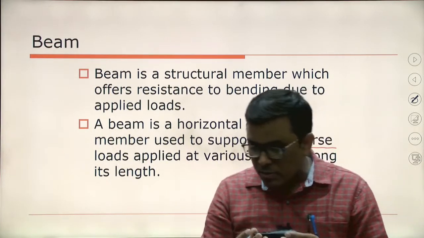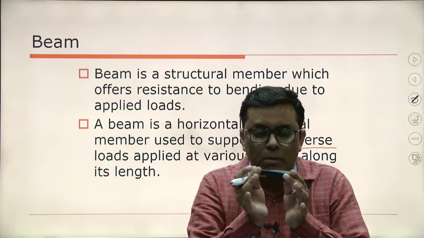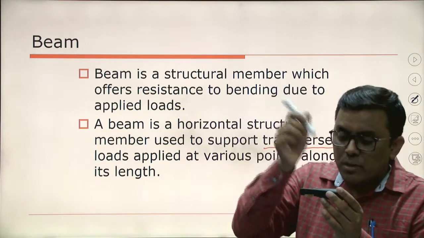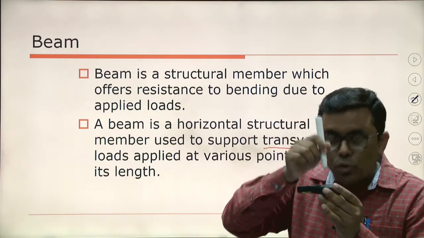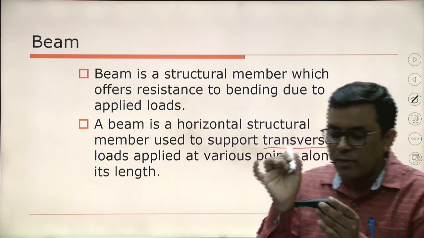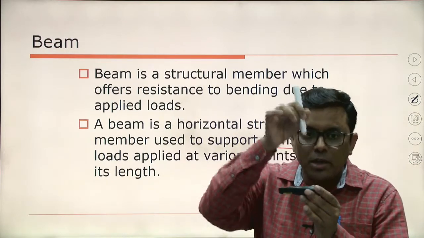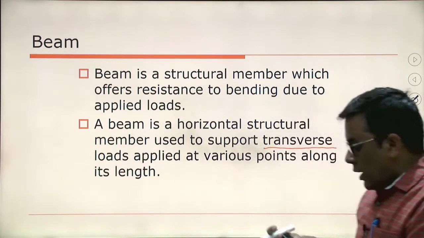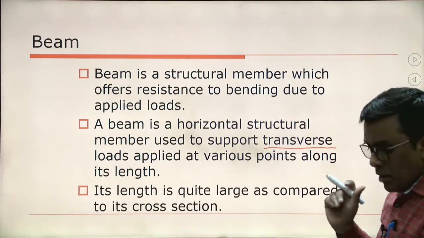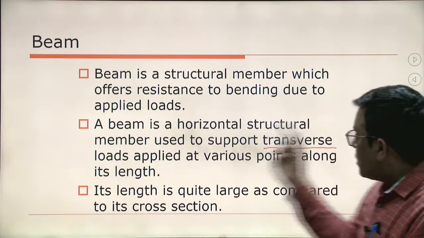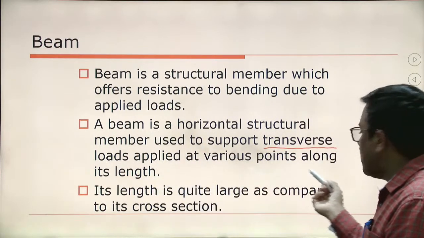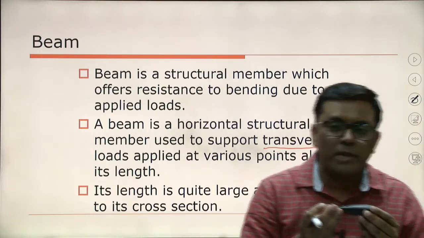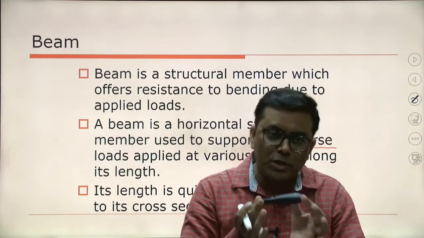So here I am talking about what? Here I am talking about the horizontal structural member for supporting transverse load. Transverse means, again I am clarifying, transverse means perpendicular to length. Another thing which I can say about the beam is its length is quite large as compared to its cross section. Generally, if you are observing any girder, it can be used as a beam.